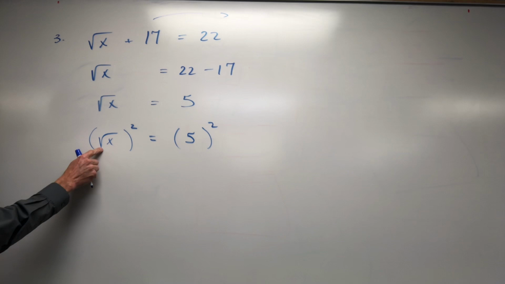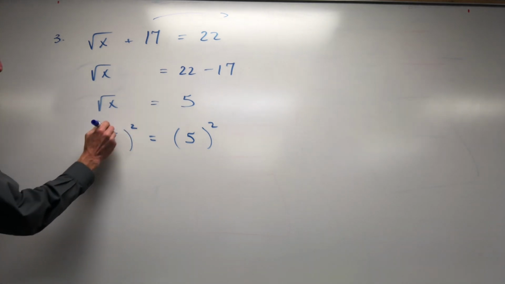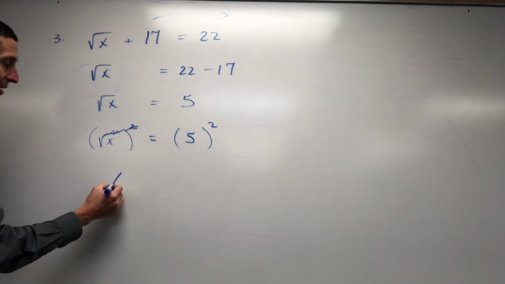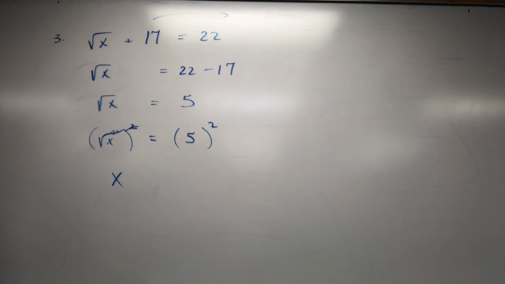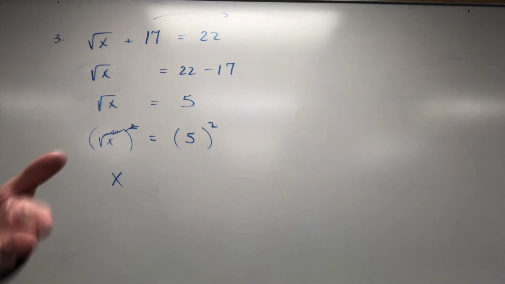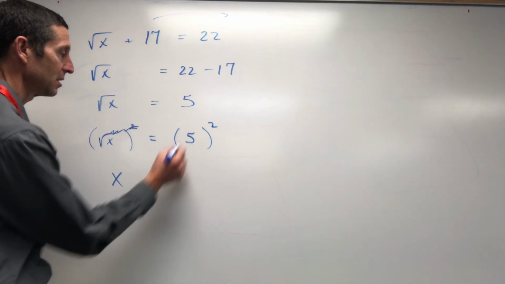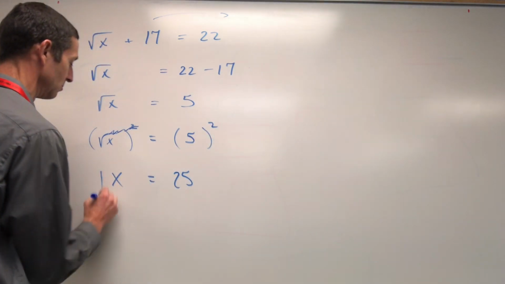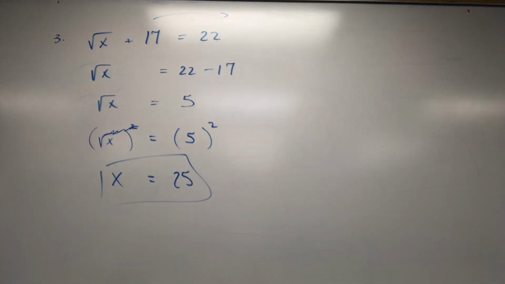You're going to like this. The square root and the square cancel out. That just leaves you an x on the left side. That's what the move is designed to make happen. And then over here, you got to take 5 squared, 25. And that's your answer. Not too bad.